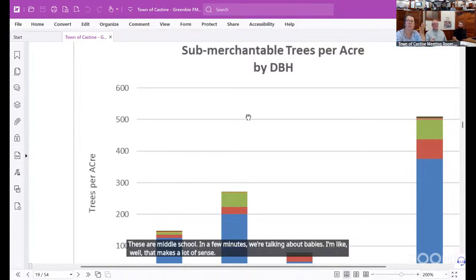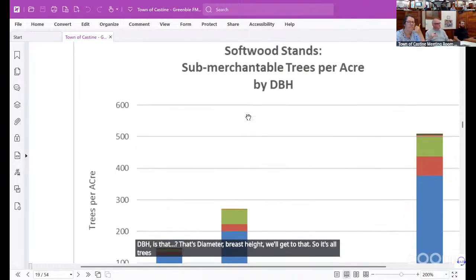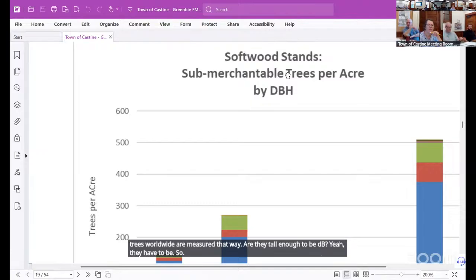It helps people understand. DBH is diameter breast height. All trees worldwide are measured that way. Are they tall enough to be measured at DBH? Yeah, they have to be. I'll talk about it. I guess I should have gone back, but I don't want to get into it.